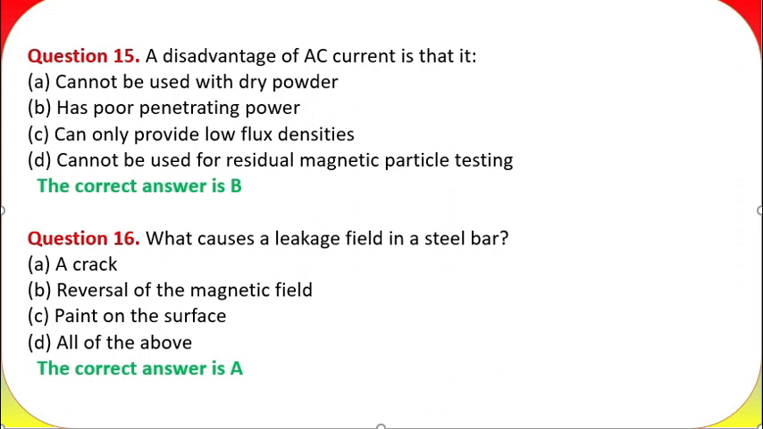Question 16. What causes a leakage field in a steel bar? A. A crack. B. Reversal of the magnetic field. C. Paint on the surface. D. All of the above. The correct answer is A.